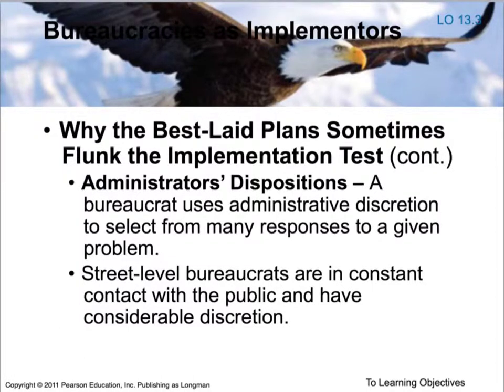All right, another is the dispositions of the administrators. A bureaucrat uses administrative discretion to select from responses to a given problem. Street-level bureaucrats are in constant contact with the public. They're supposed to have discretion. This is empowerment. However, if they don't have discretion or authority, then this becomes a problem.